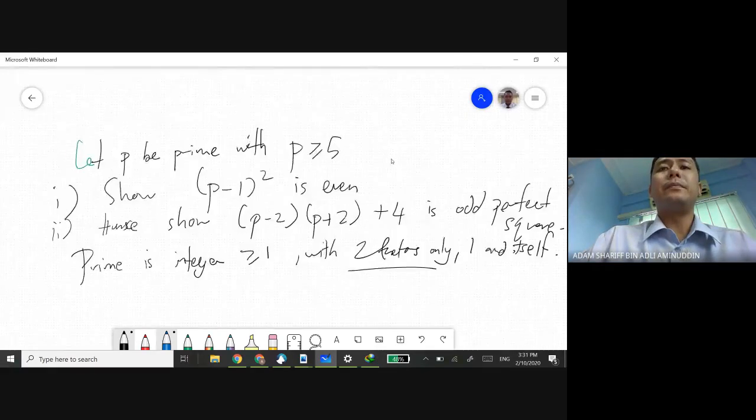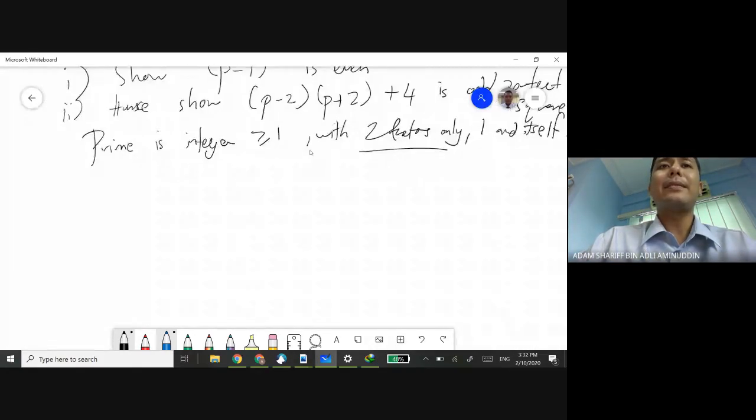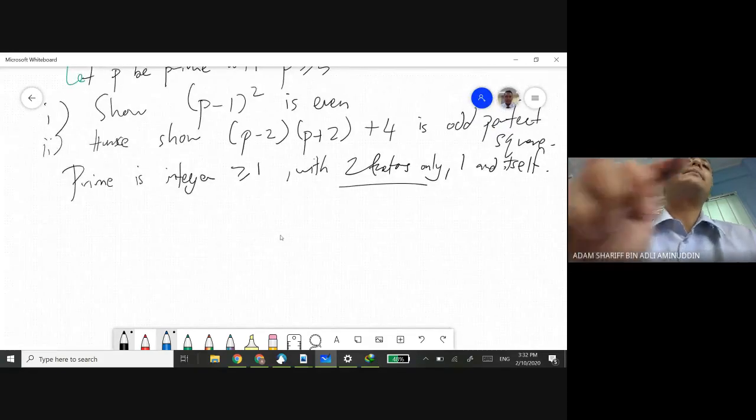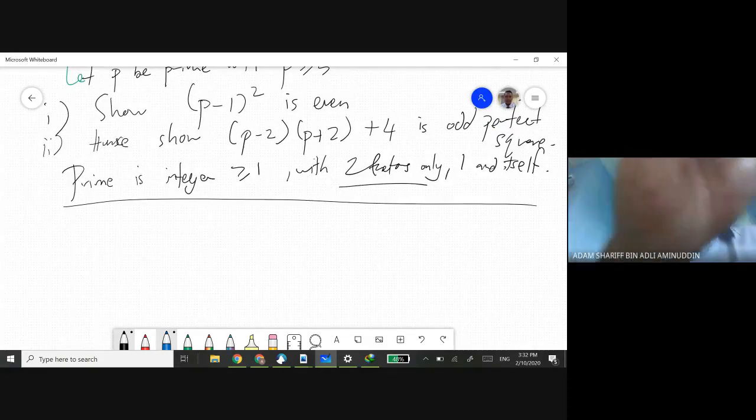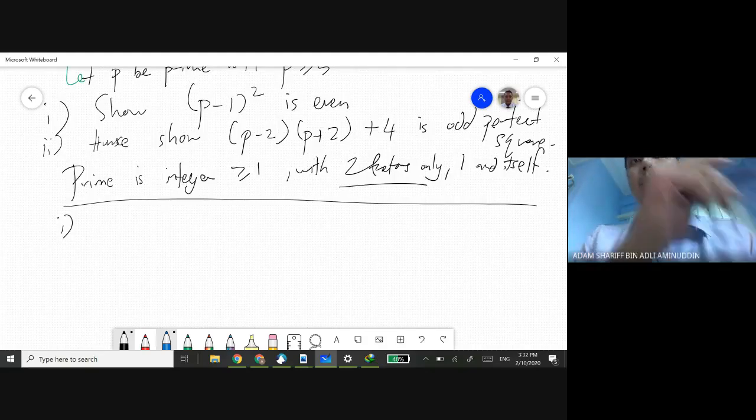So, alamak, sekejap. Tak ada space. Okay, ada space. Alright. So I'll try to answer this right now. If I cannot, then I will show you later because I think this question is hard.